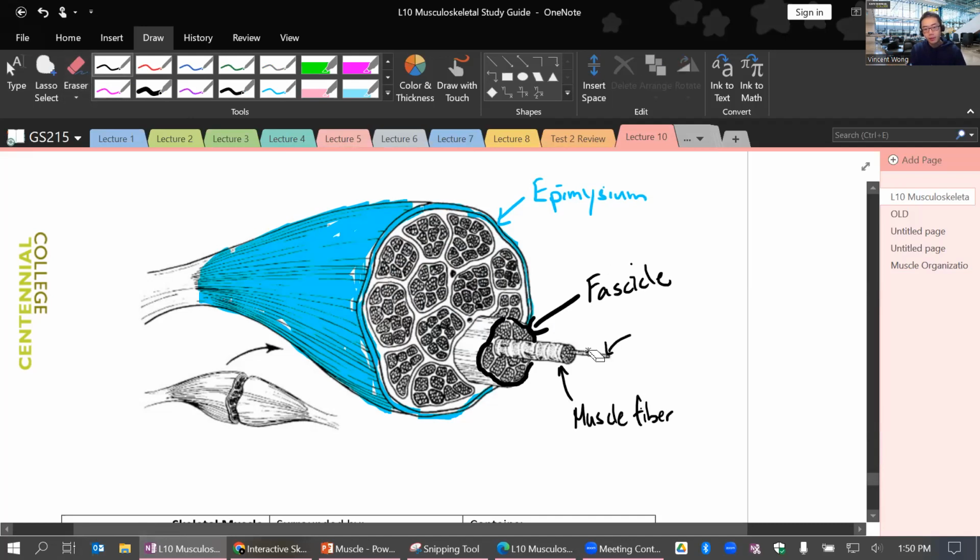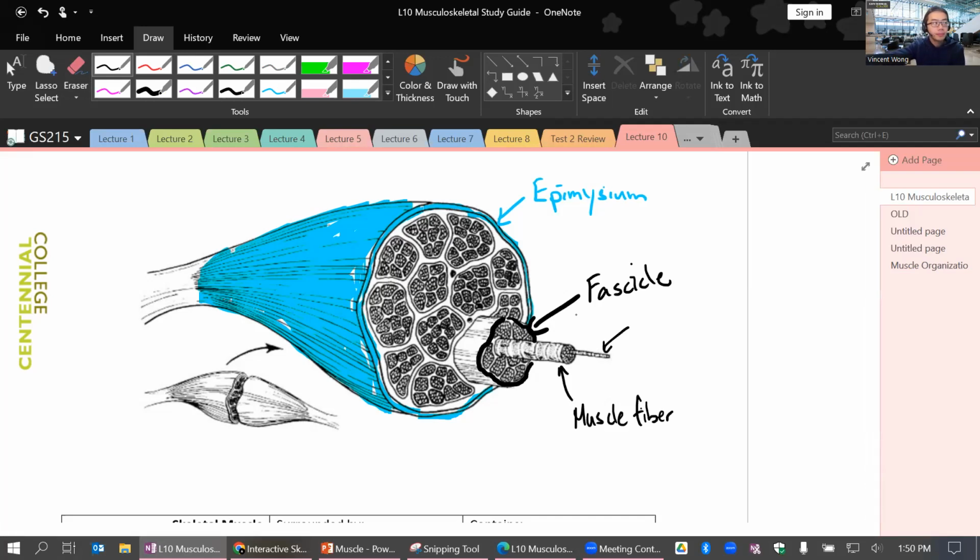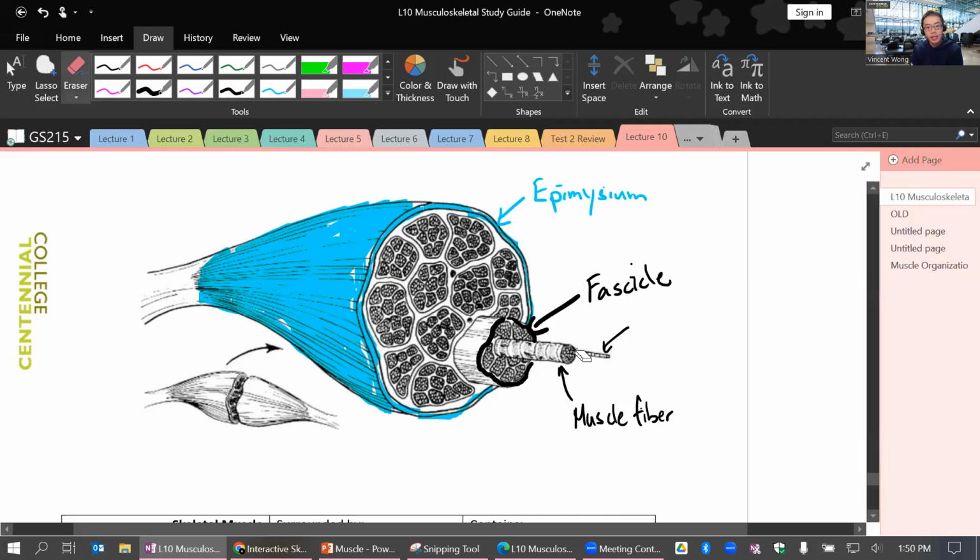And then there's one little last thing that we pulled out from the muscle fiber. What might that be? This last thing that is found within the cytoplasm, the sarcoplasm, of the muscle cell. What is that last bit? That's right. That's the myofibril.